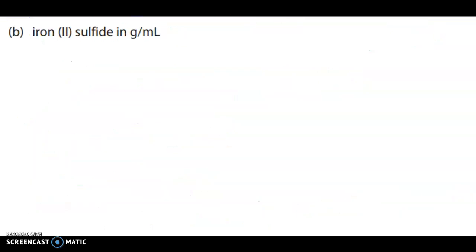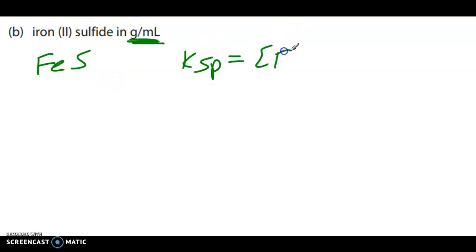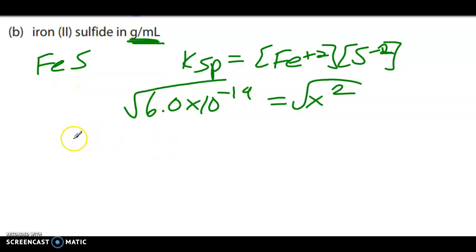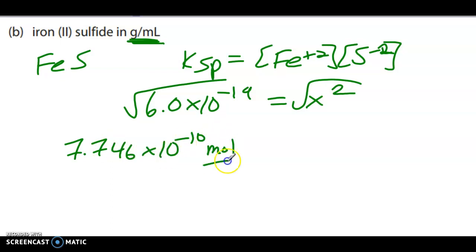All right, so same thing is happening here, right? We have iron 2 sulfide. The difference here is we want to convert it into grams per milliliter after the fact. So iron 2 sulfide looks like this. Our KSP is going to essentially be iron ions and sulfide ions. Again, a 1-to-1 ratio. KSP, if we look this up in your chart, is 6.0 times 10 to the negative 19. And this is just a 1-to-1 ratio, so it's just X squared. So this will give us 7.746 times 10 to the negative 10. But remember, this is in moles per liter. So we need to convert this.